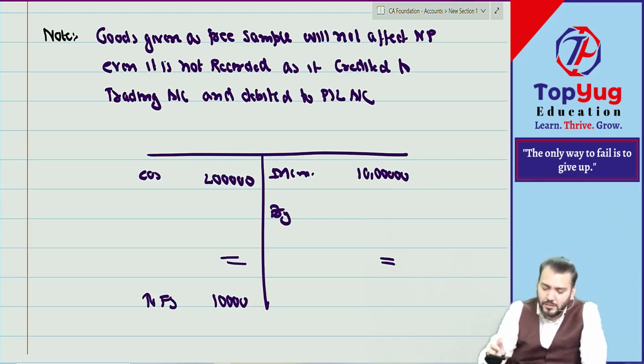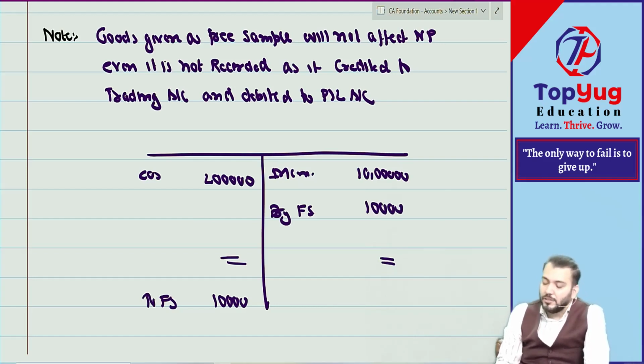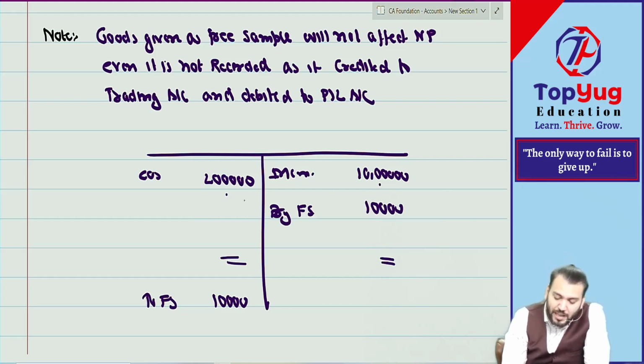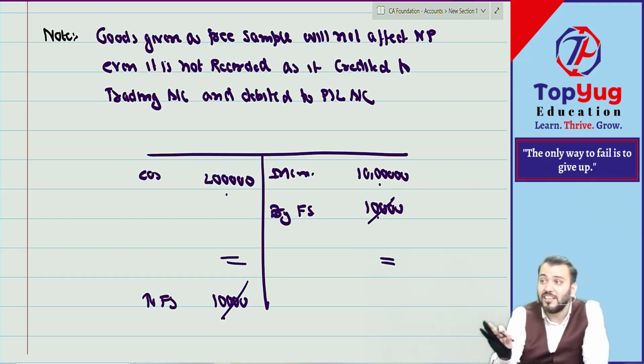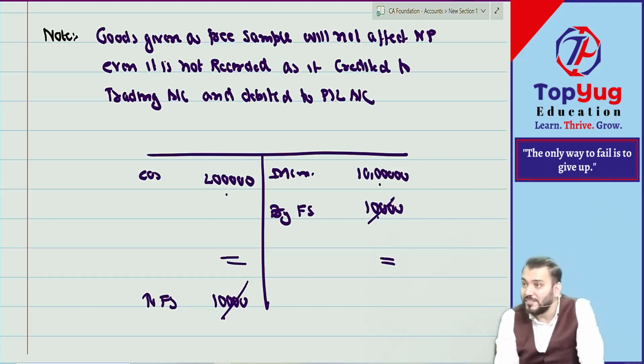The effect remains the same, so we can say it is credited to trading account. Now tell me, does profit remain the same or not? You can see 10 lakh minus 2 lakh plus 10,000 minus 10,000, profit remains 8 lakh only. So even though you are not recording, the impact on profit is nullified. There is no error, so there is no need to rectify the profit.